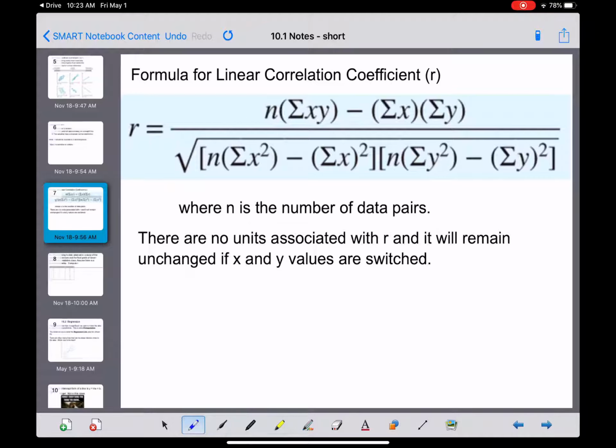We're not going to do the linear regression line, sorry. So just R, so bear with me. There's going to be a table that we use. But typically you're going to use a calculator to find your R value. N is the number of data pairs, and there are no units associated with R. It'll just remain unchanged if X and Y values are switched.